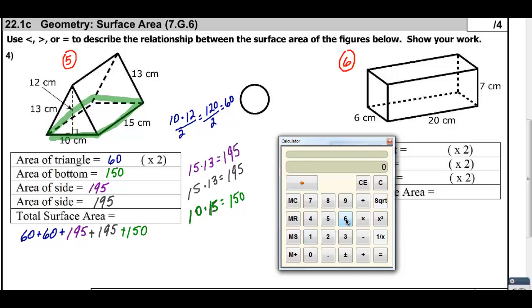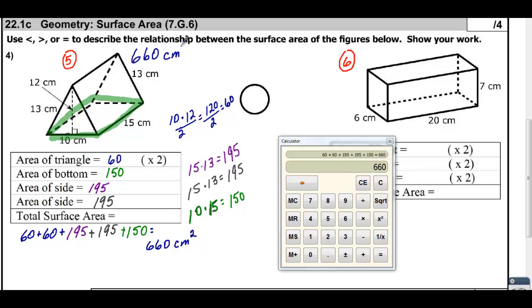So I'll clear up my calculator, and I'll add all 5 numbers. 60 and another 60, and a 195, and another 195, and a 150. I get a total of all of that equals 660. This is in centimeters. And surface area is always a squared unit. So I have 660 squared centimeters. I'm going to write that up here.